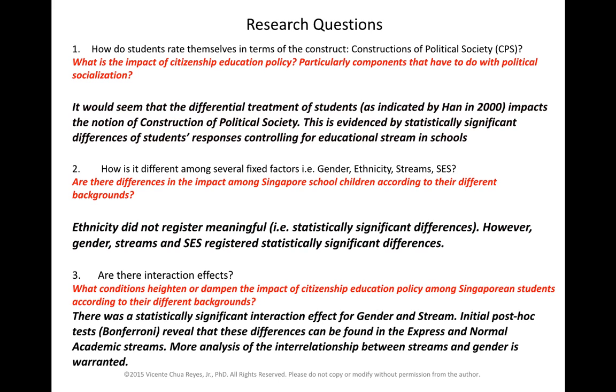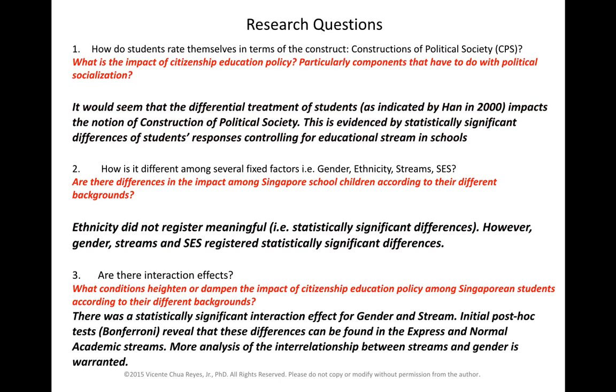Second question, how is it different among several fixed factors, gender, ethnicity, streams, and socioeconomic standing? The results of these exercises showed us that ethnicity did not register meaningful, in other words, statistically significant differences. However, gender, streams, and socioeconomic status registered statistically significant differences.